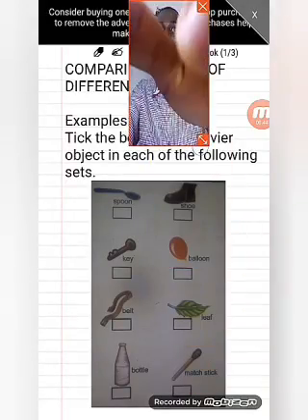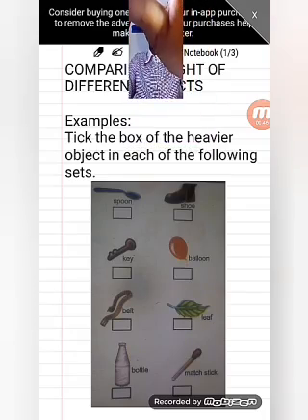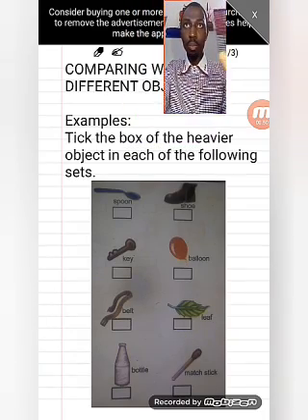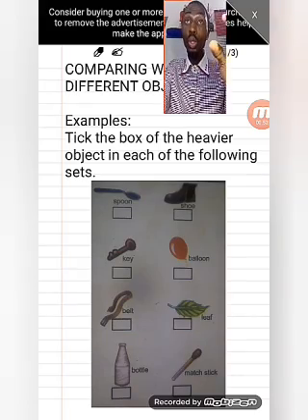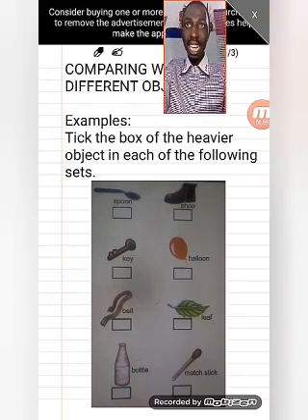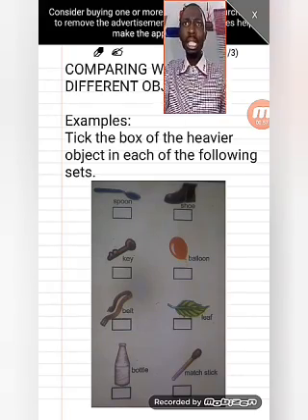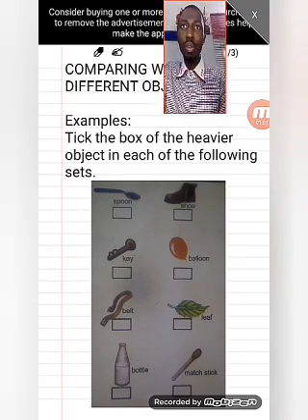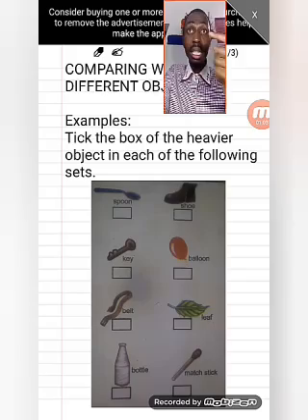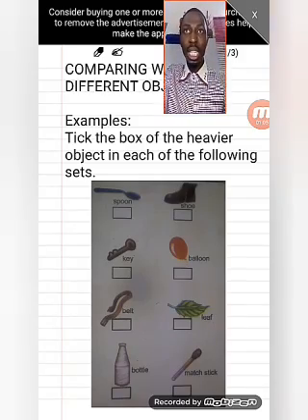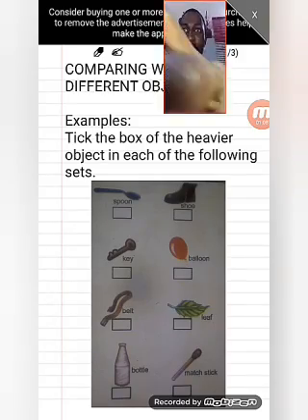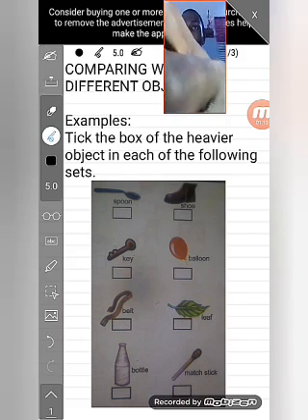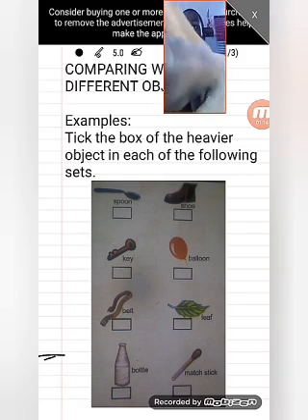Let's look at these examples first of all before we go deep into the lesson, for us to understand the depth of this lesson. Now, the example says, tick the box of the heavier object in each of the following sets. So remember, we are told to tick the heavier object.